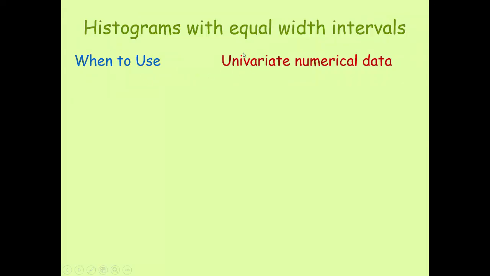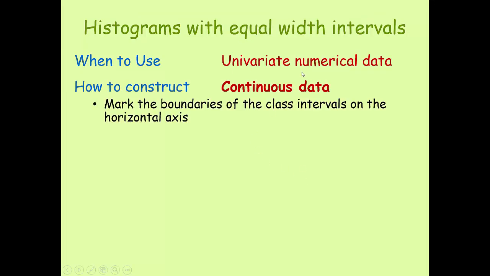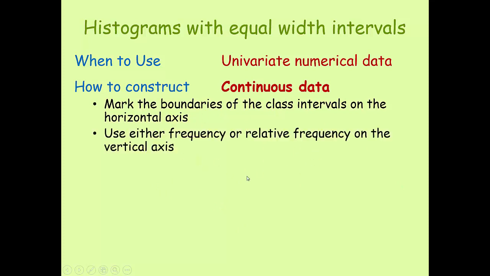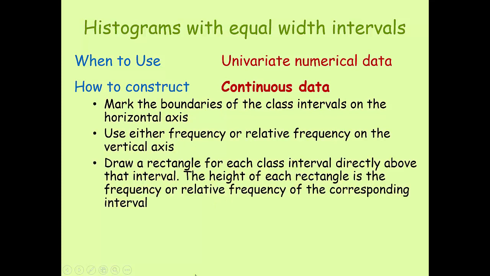Let's look at histograms with equal width intervals. Again, univariate, numerical data, but now we're looking at continuous. So we're still looking at our class intervals on the horizontal axis. Our vertical is still our frequency, our relative frequency. And we're drawing a rectangle for each class interval directly above that interval.